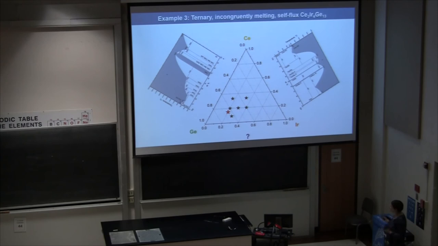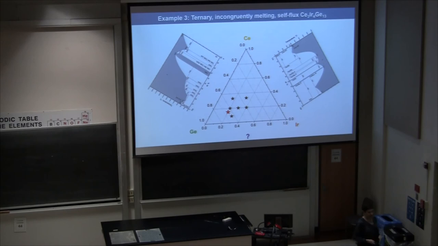So now we have three elements. We have cerium, iridium, germanium. None of them were on that list that I told you of good fluxes, actually. So none of these have a pretty low melting temperature. In fact, iridium has an incredibly high melting temperature. And so there isn't much reason to be that optimistic that we could reasonably grow this material by self-flux.